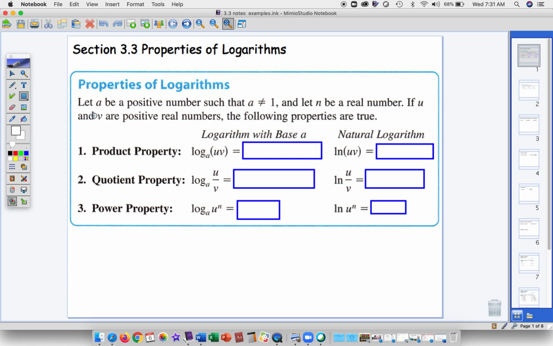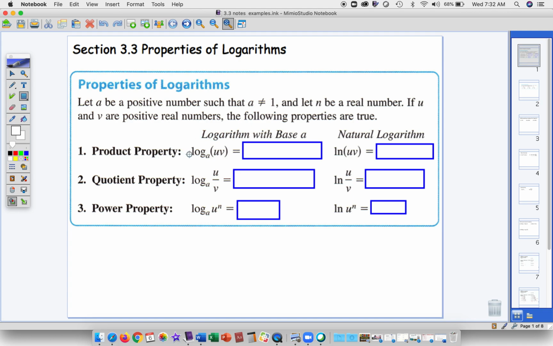So here it says let a be a positive number such that a is not equal to 1, because a is our base. Remember, if the base is 1, any power of it is just going to keep equaling 1. Okay, n is a real number, and u and v are positive real numbers. Then the following properties are true.